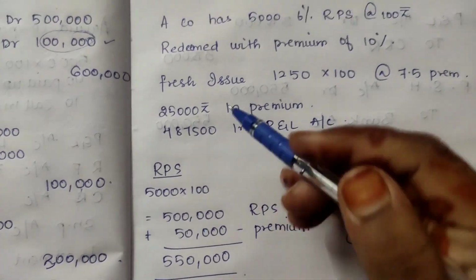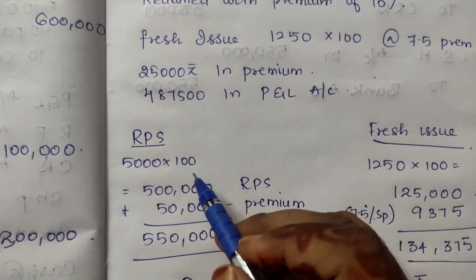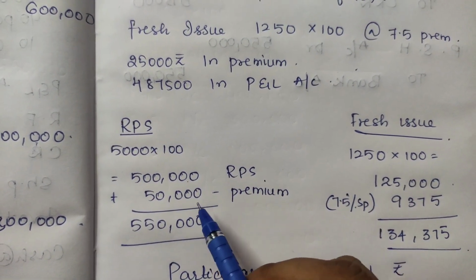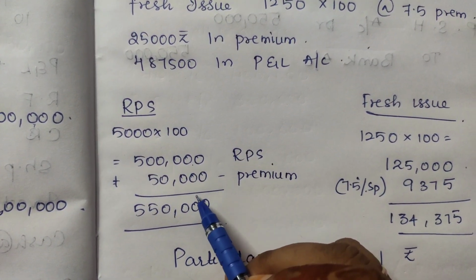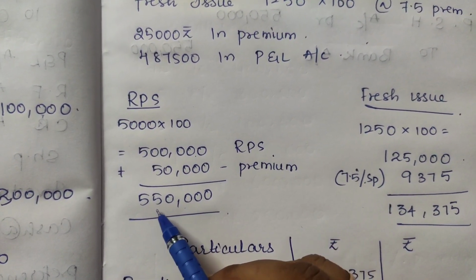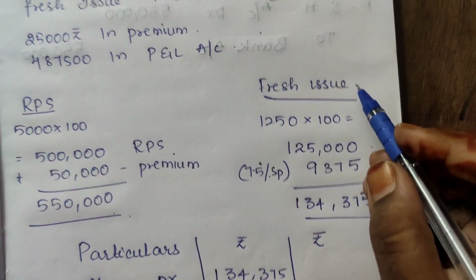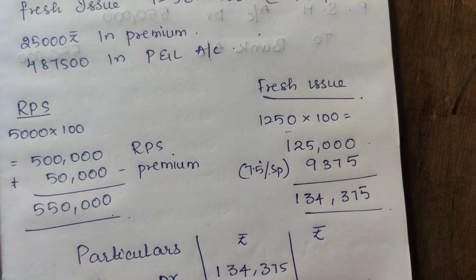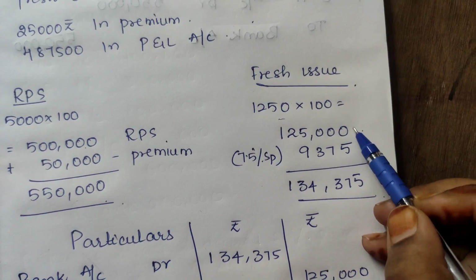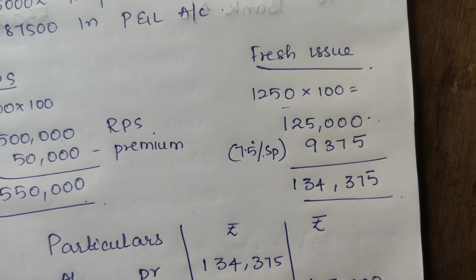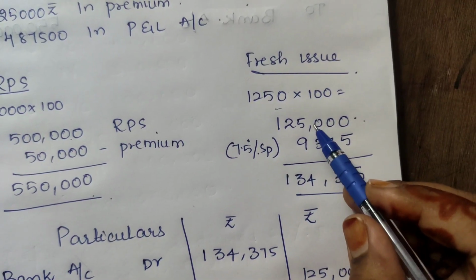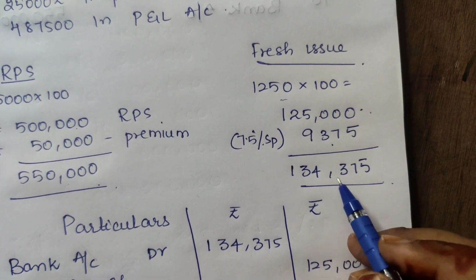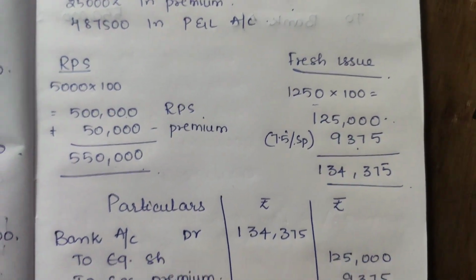So this is the same question. How much is the redeemable preference share? Redeemable preference share is 5 lakh and the premium, which is 10%, is 50,000. So overall the amount which has to be repaid is 5,50,000. How much is the fresh issue? 1,250 shares of 100 each will have 1,25,000 capital. In this, 7.5% share premium on 1,25,000 is 9,375. So overall 1,34,375. Now let's pass the necessary journal entries.